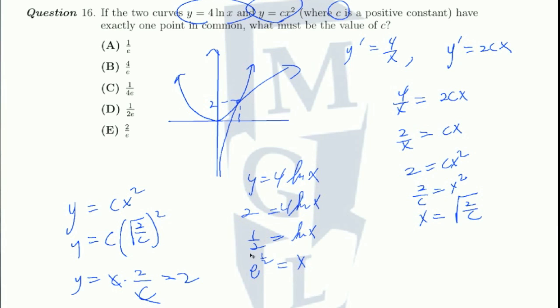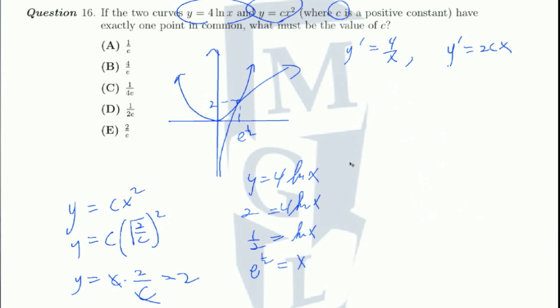Okay, now we have both the x and the y value. Plug that back into the parabola and that will tell us what the c should be. Okay. y is 2, x is e to the power of half. e to the power of half times 2 to the power of 2 is just e. So c is 2 over e.